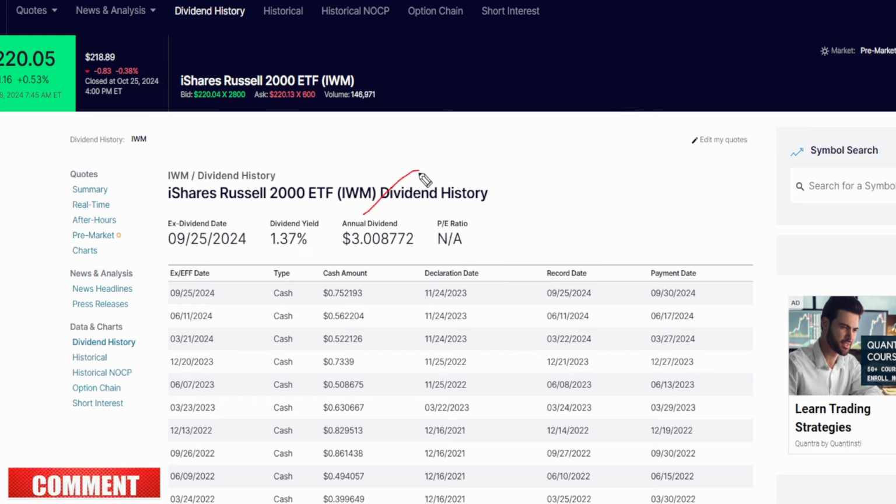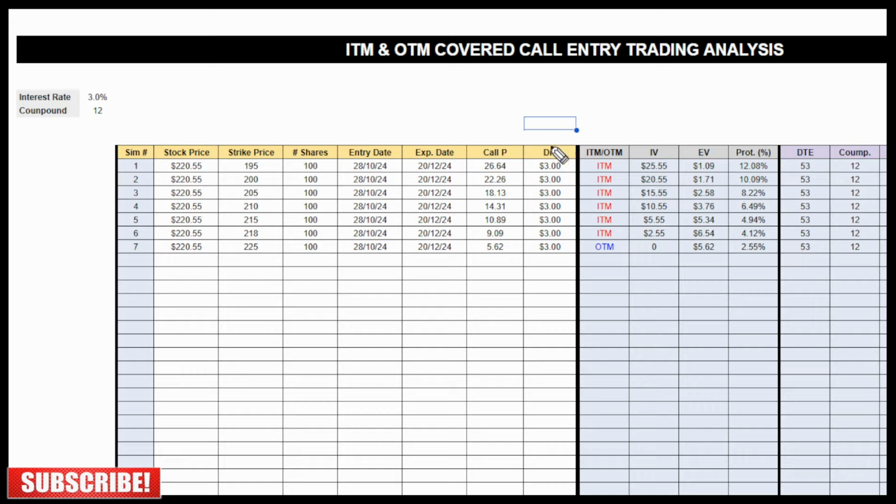But why $3 per annum in dividends? So back here to our spreadsheet, we need to put our dividends here. Very, very important. And again, this is per 100 shares.